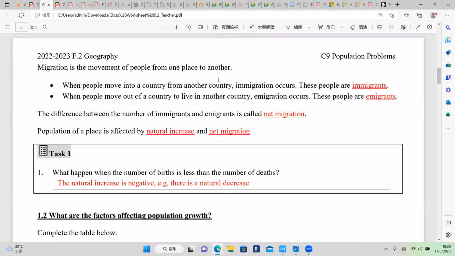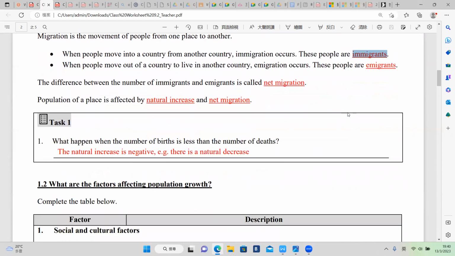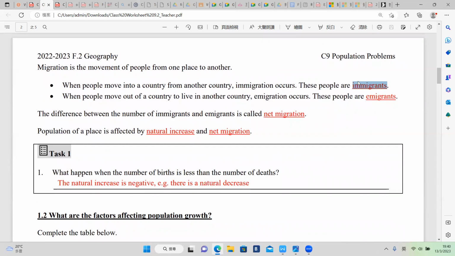Okay, when people move into a country from another country, immigration occurs, and they are the immigrants. Just like the expats in Hong Kong, we always say, oh, expat, you are an expat. Maybe people from the UK and US moving to Hong Kong, then we call them immigrants. But some of us are leaving Hong Kong and moving to other places, just like Canada or UK. Then these are the emigrants, who are moving out.